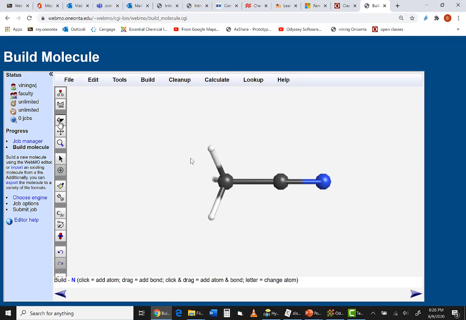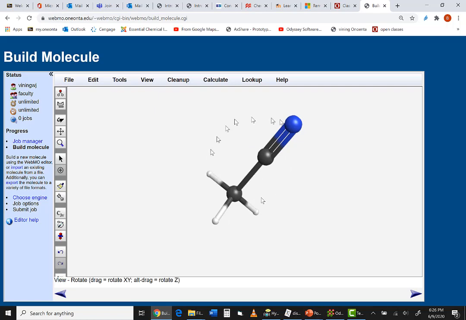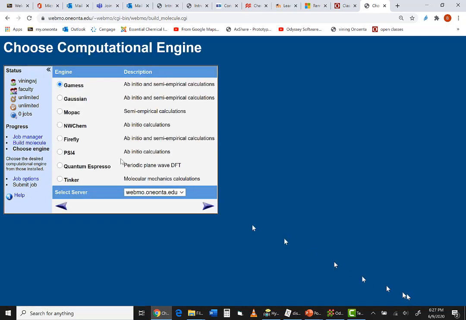We can rotate this around and see it's the right molecule. It's got a CH3 and a carbon-nitrogen triple bond, with the nitrogen being the terminal outside atom. So that's the shape of the molecule, and that's reasonably accurate. But now we want to do a calculation to calculate things like the charges on the atoms and the dipole moment.